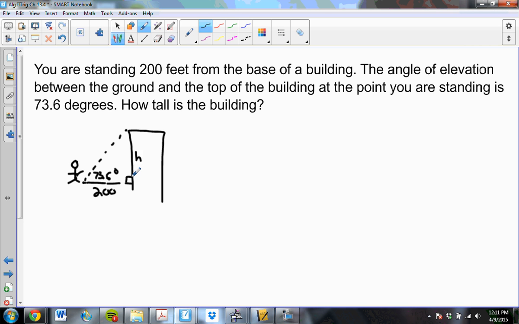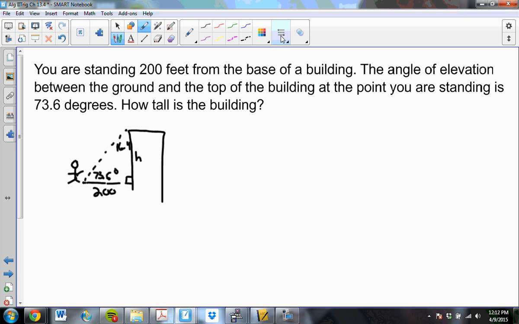Now, I also could do the law of sines if I really wanted to, or law of cosines. Those are always options. I could find this angle here, because this angle up here is going to be 16.4, and with that 16.4, I could do the law of sines. But because I have a right triangle, I can just do regular trig.